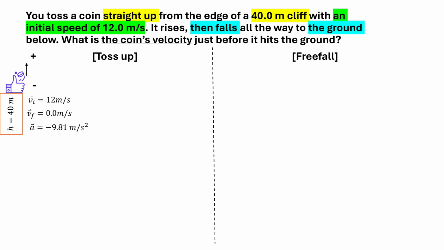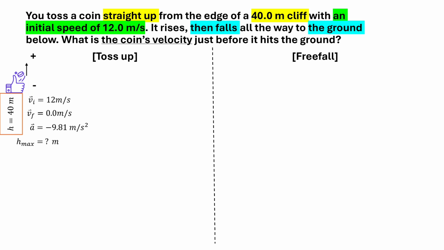Then I decided initial velocity as 12 meter per second, final velocity as 0 because we are interested in our maximum height, then acceleration as negative 9.81. Then I put my maximum height as question mark.